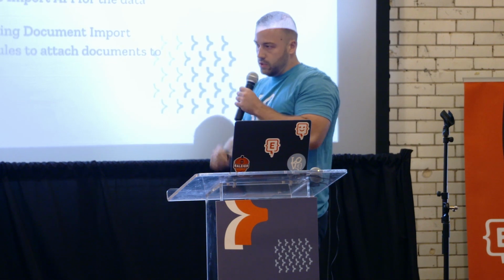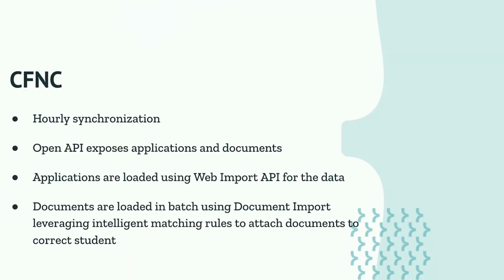The next integration that we did is CFNC. In North Carolina, CFNC serves as a common system for college applications. Our integration with CFNC extends beyond application data. We are also loading documents like high school transcripts and application previews. CFNC doesn't have the ability to notify us that there are changes in their system, so we are picking up the applications hourly, and we are trying to download the documents for those students whose applications we fetched.